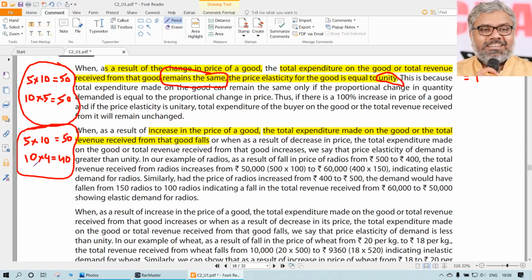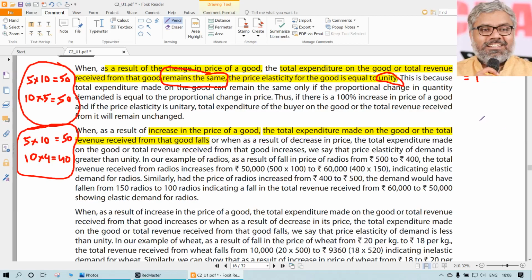Now the price of the good is reduced, in reverse, from 10 to 5. Then the number of units is increased from 4 to 10. So revenue has increased. So when there is a reduction in the price, revenue has increased. When there is an increase in price, the revenue has decreased.